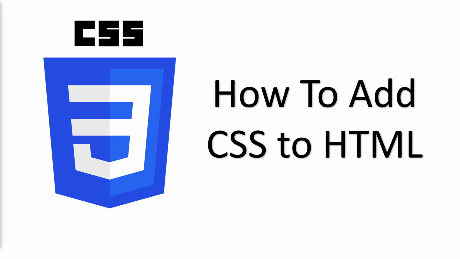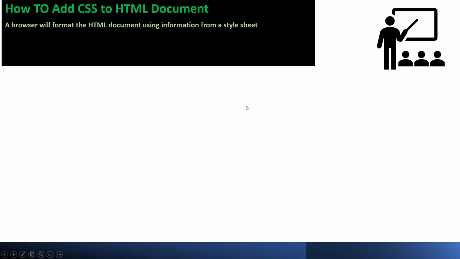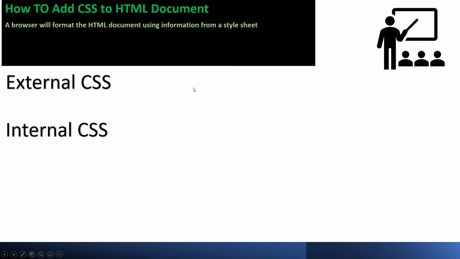Welcome guys to this lesson, how to add CSS to your HTML. So a browser will format the HTML document using information that is provided from a style sheet. And so there are three ways that this happens. We can use external CSS to style your HTML, you can use the internal CSS, and then we can use the inline CSS.